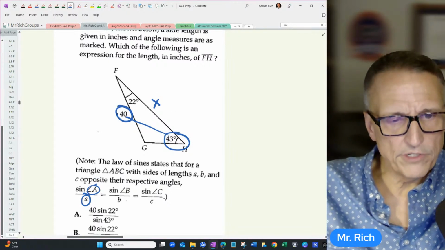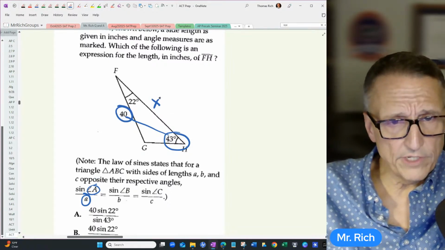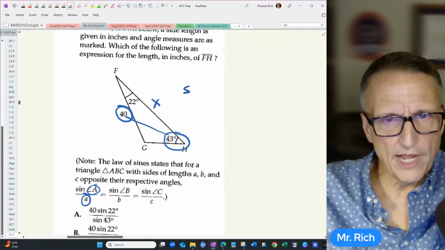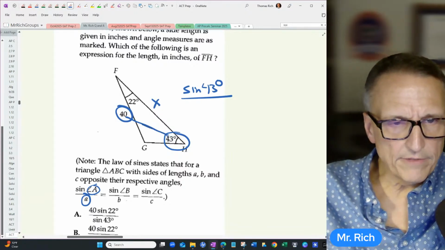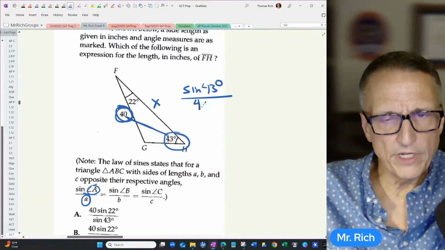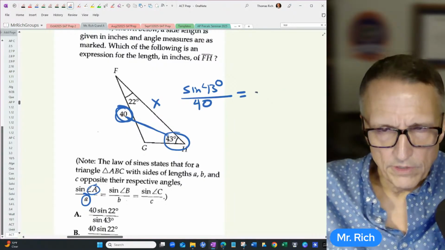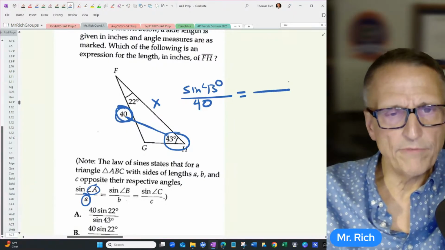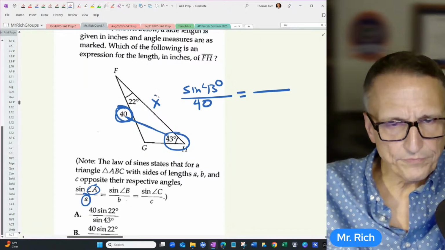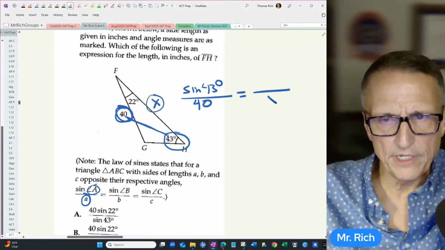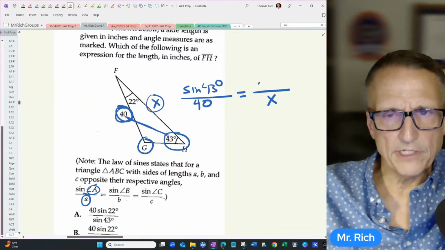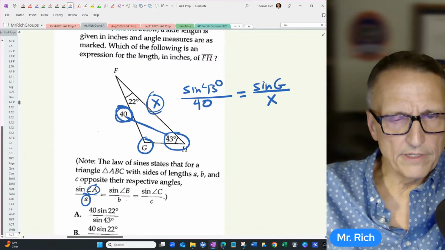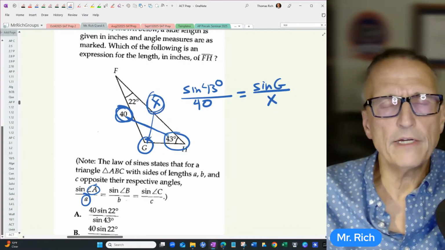So what I'm going to do here to solve this problem, if I'm looking for this side, I need to make a ratio of sine of 43 degrees divided by the length of the side opposite that angle, which would be 40, and then set that equal to a side or an angle that I'm looking for. Now, I am looking for this side x, so that's going to be the unknown right there. But then that means I need to know angle G, because I would be putting here the sine of that angle that's opposite the side that I'm going to use in my ratio there.